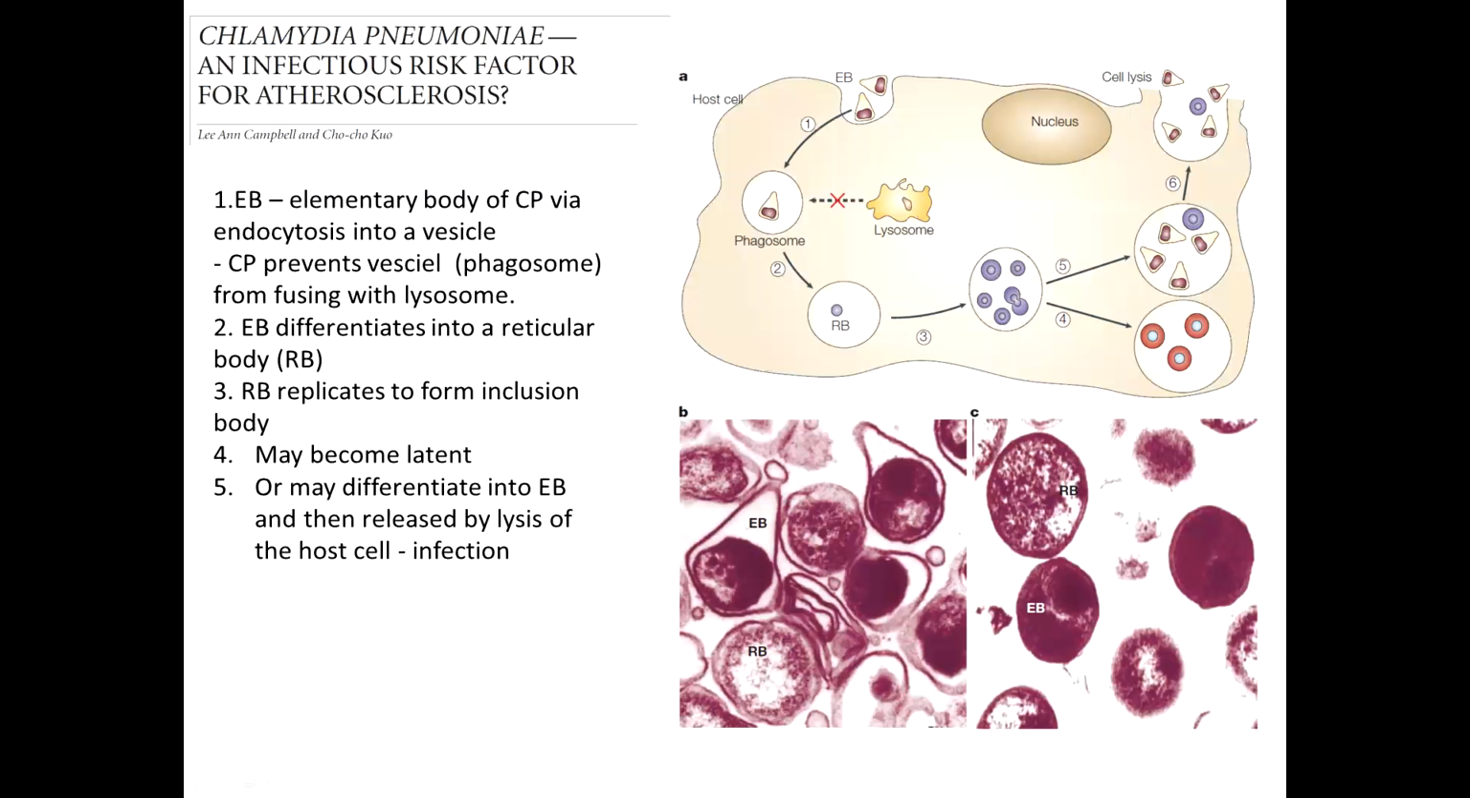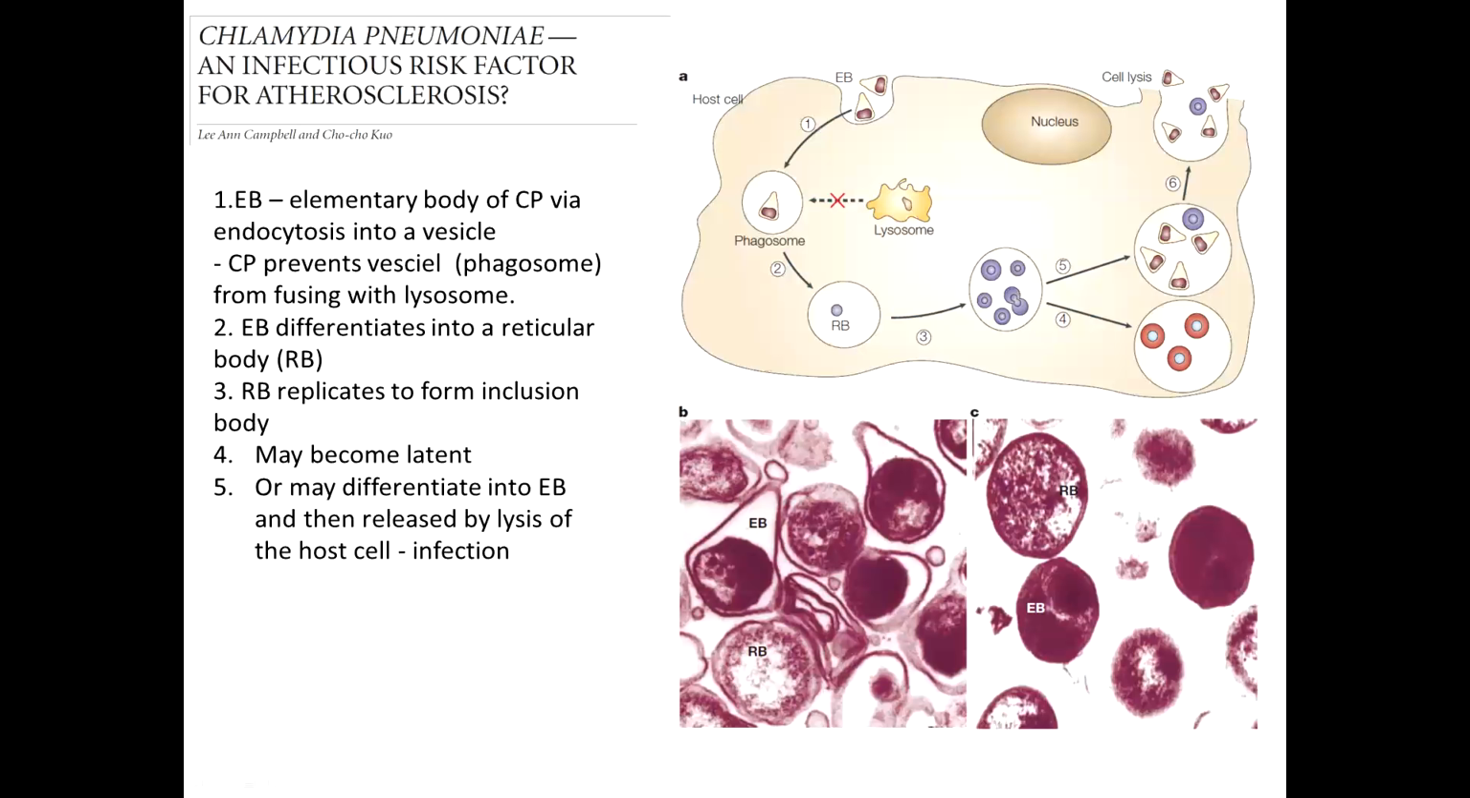And over time, it will differentiate into a reticular body. Okay. The reticular body will replicate to form an inclusion body that may become latent. So it might show up later on. You're infected, you don't know it, you get a little extra stress, boom, the infection is released, or it might be minor and over time it just develops into things like cancer and atherosclerosis. Okay, so it may become latent or it may differentiate into elementary bodies and then be released by lysis of the host cell. This shows active infection, right?